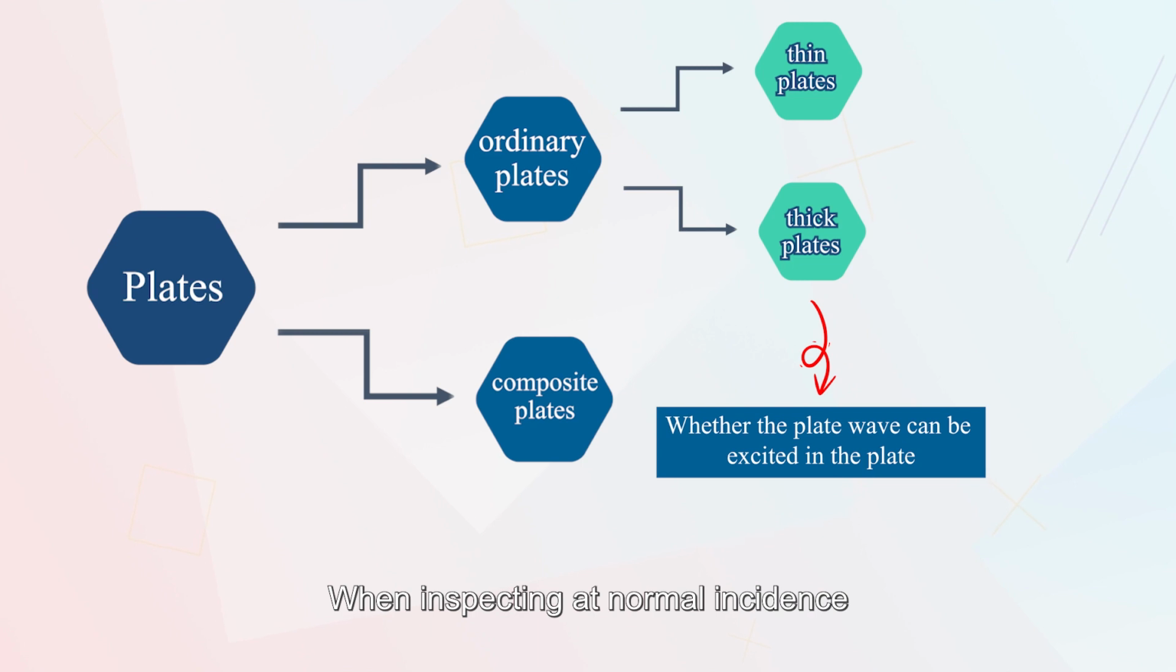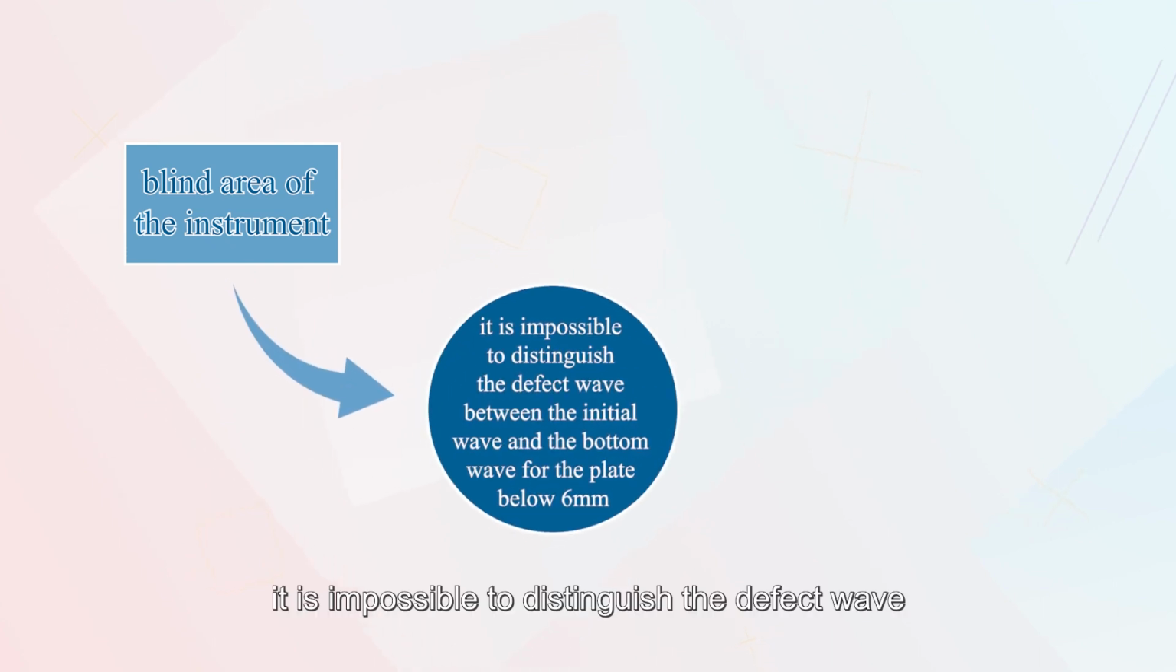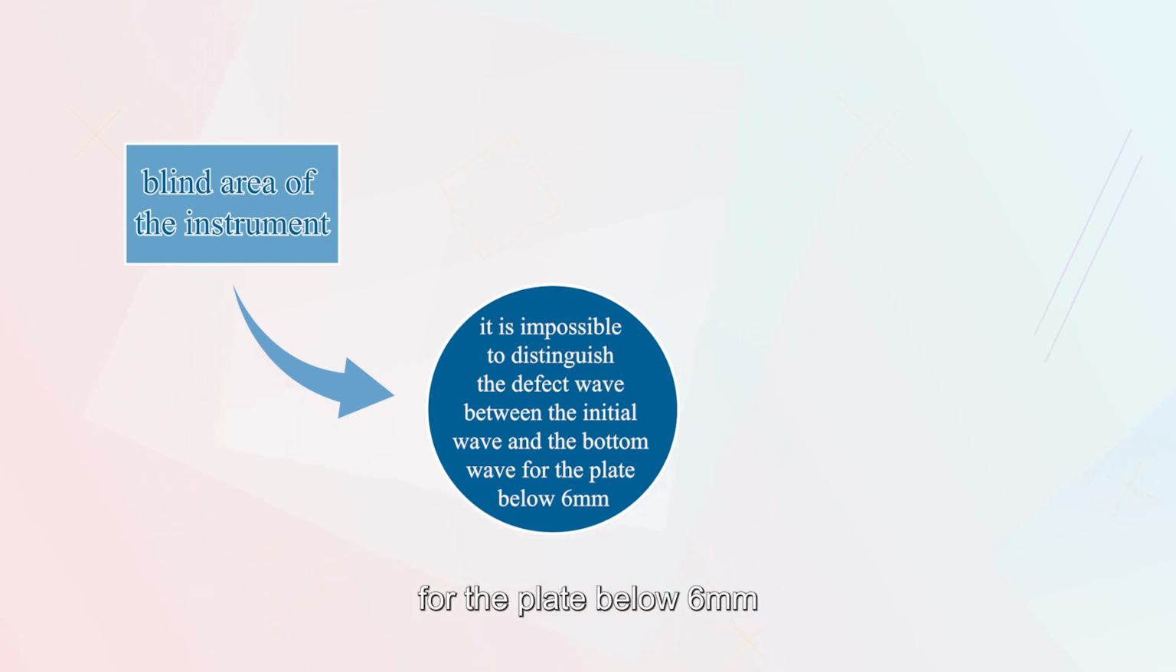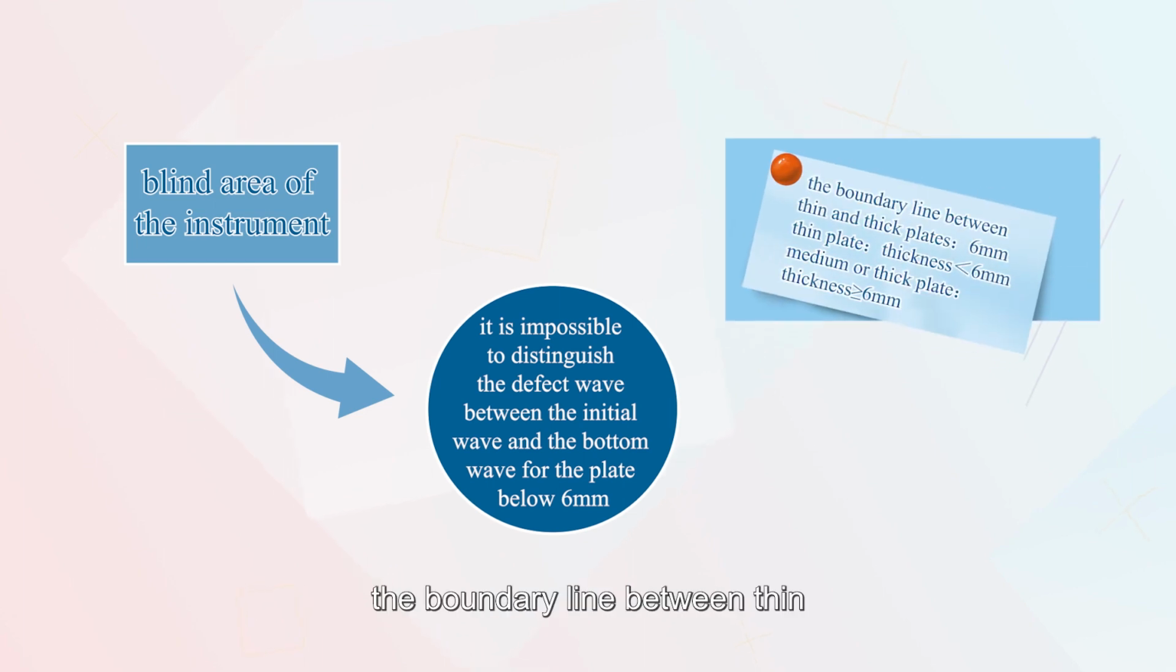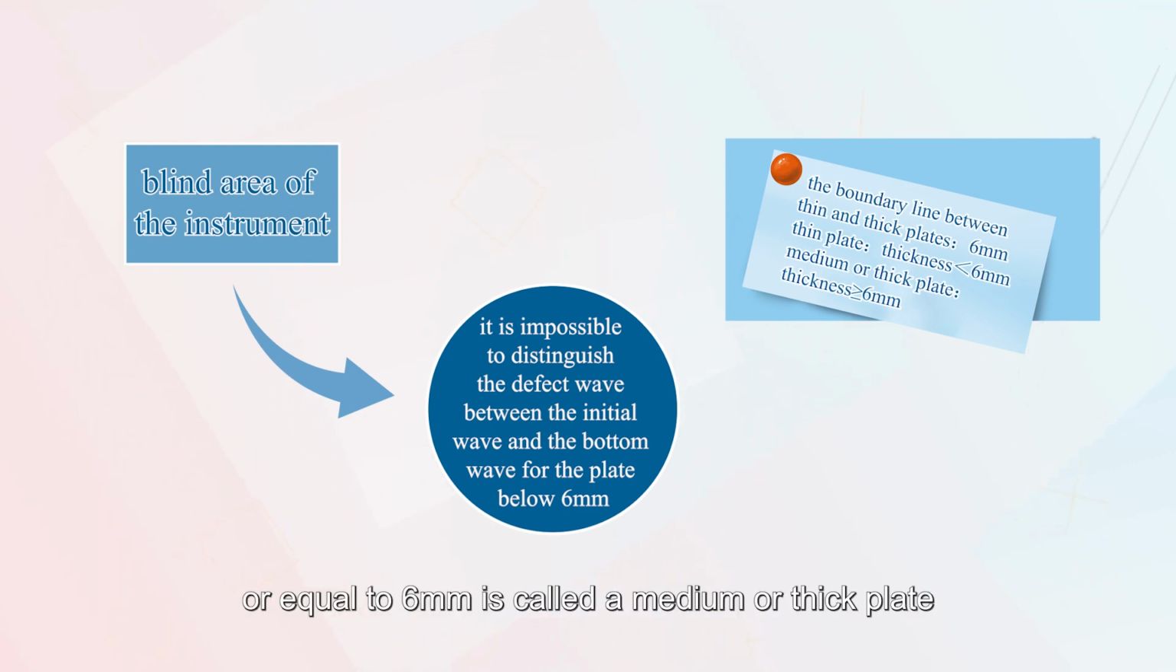testing. When inspecting at normal incidence, because of the blind area of the instrument, it is impossible to distinguish the defect wave between the initial wave and the bottom wave for a plate below 6 mm. Therefore, the boundary line between thin and thick plates is set at 6 mm. A plate with a thickness of less than 6 mm is called a thin plate, and a plate with a thickness greater than or equal to 6 mm is called a medium or thick plate.